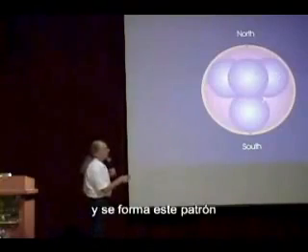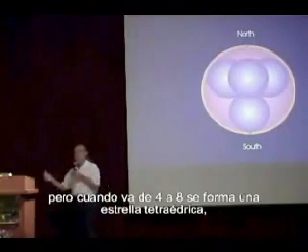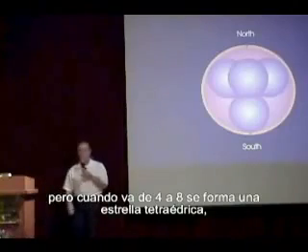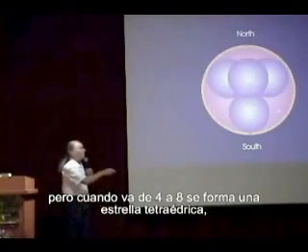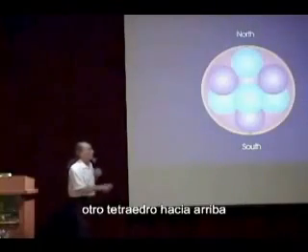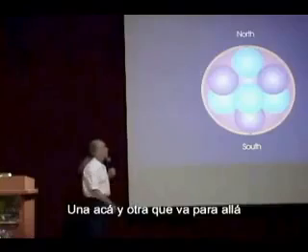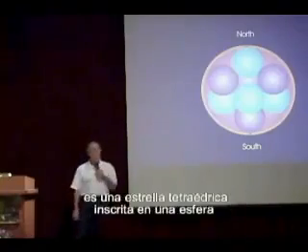But then when it goes from 4 to 8, it forms another star tetrahedron facing this way. Like this. There's one linked in coming down here and one linked in going up there. And it's a star tetrahedron inscribed in a sphere.